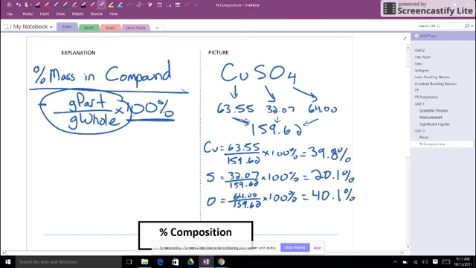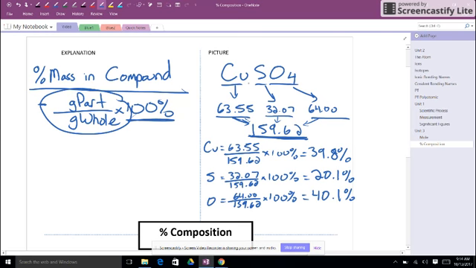So the example I liked in class was, what percentage of each of these elements, copper, sulfur, and oxygen, are in the compound copper(II) sulfate, CuSO4. So in this compound, the copper occupies 63.55 grams of the total 159.62. The sulfur occupies 32.07 grams of the total 159.62. And the oxygen occupies 64 grams of the total 159.62.